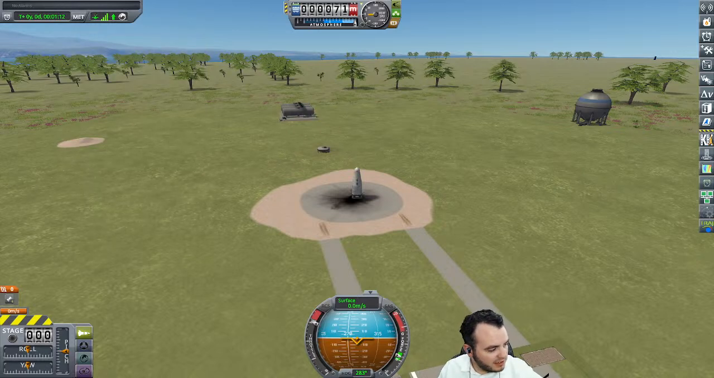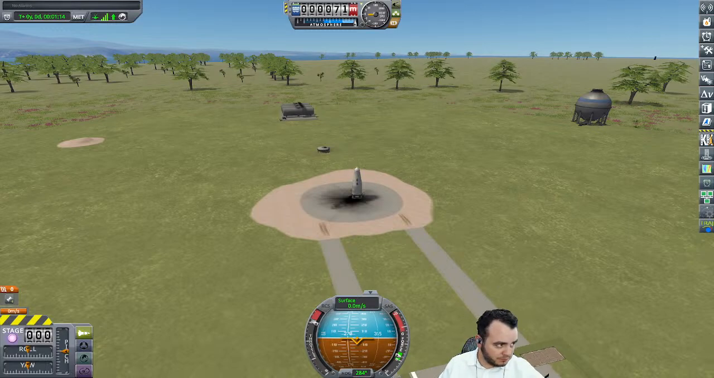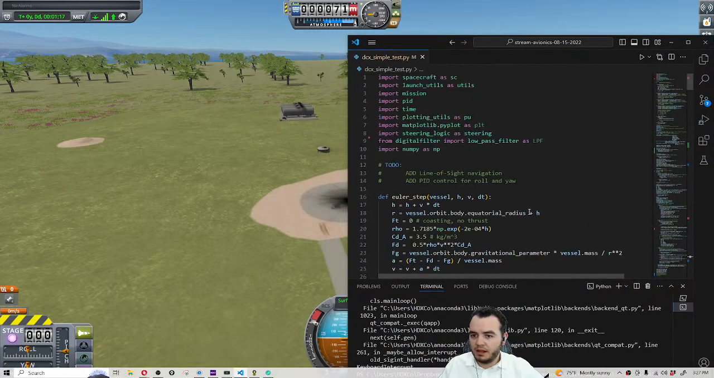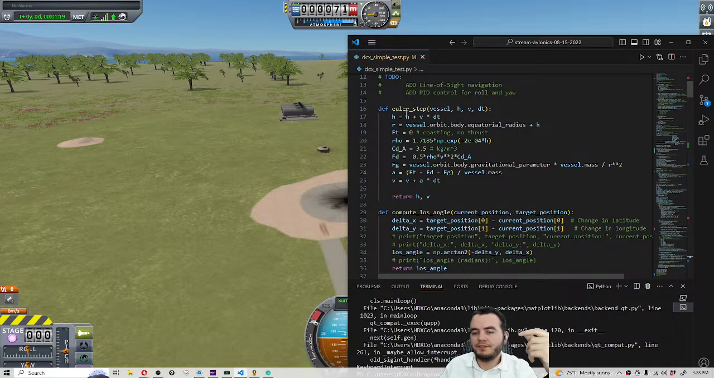So let's just see where we left off on our GNC, right? We do have this Euler integration method that allows us to estimate, within a reasonable amount of accuracy, our apoapsis so we can dictate when we need to start coasting, because we basically go full throttle, but we don't want to go full throttle all the way up, right? We want to hit some sort of specific apoapsis. So we use this Euler integration method to try and estimate that.